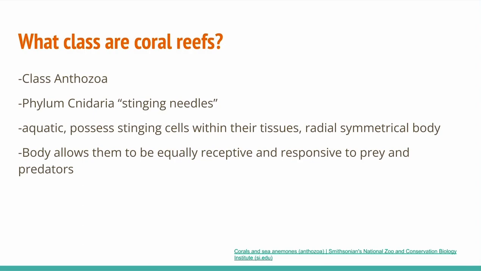Additionally, they can secrete a non-living substance around the outside of the body to support and protect their soft body tissues. Furthermore, the organisms in coral reefs are in the phylum Cnidaria. Phylum Cnidaria also is referred to as stinging needles. This is because the organisms possess stinging cells within their tissues. And the other characteristics is that they are aquatic and have radial symmetrical bodies, which allow them to be equally receptive and responsive to prey and predators.